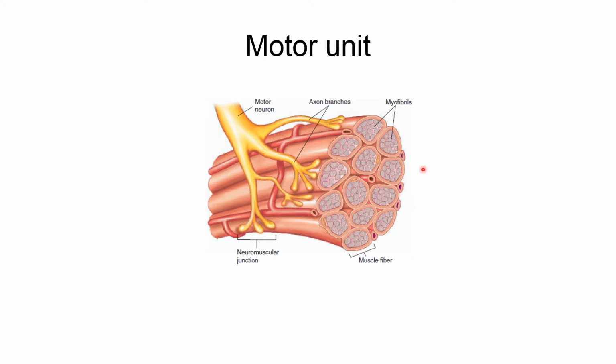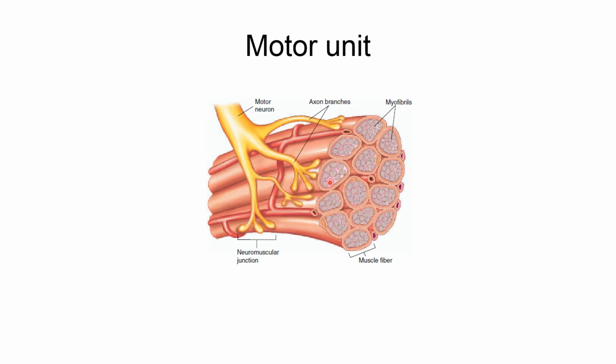So there are groups of cells that are controlled by a single neuron. These groups of muscle cells with their controlling neuron are called a motor unit. When there is an action potential in the neuron, all of the muscle cells under this motor neuron will contract. So there will be a force of contraction.